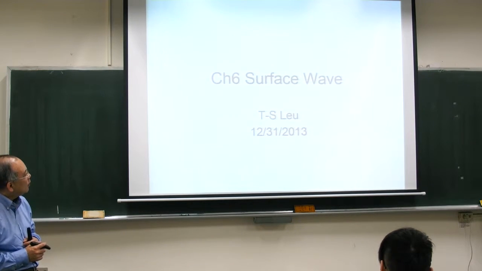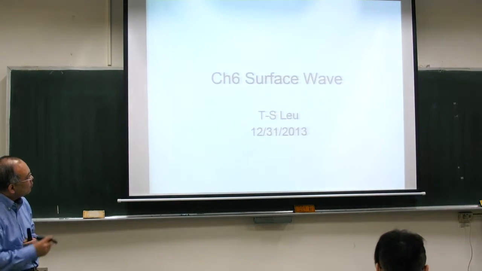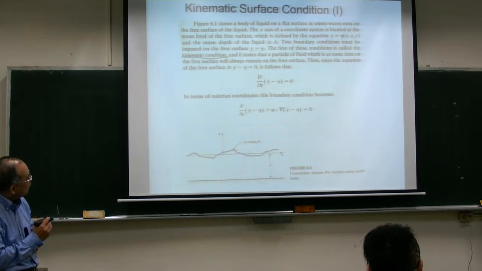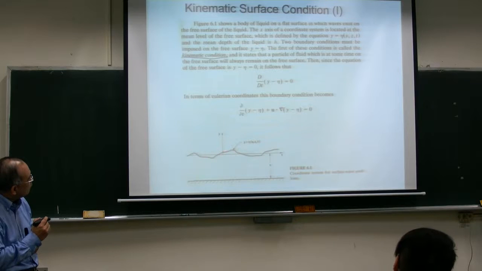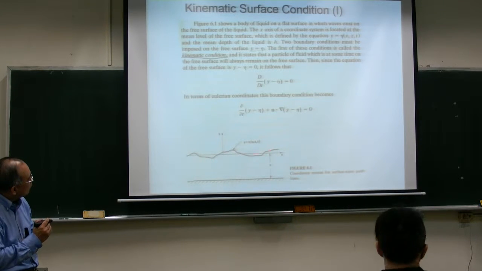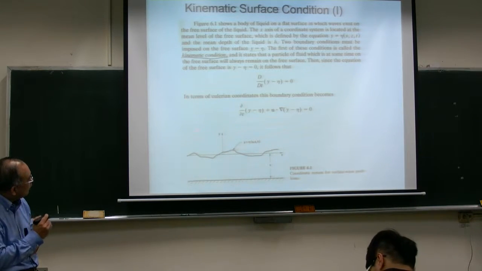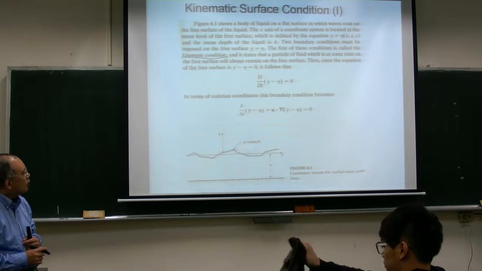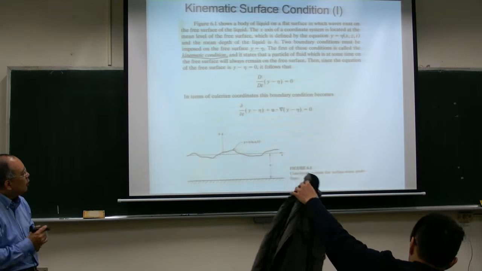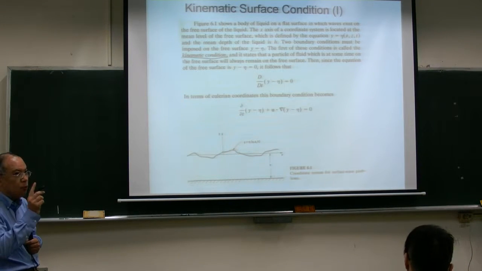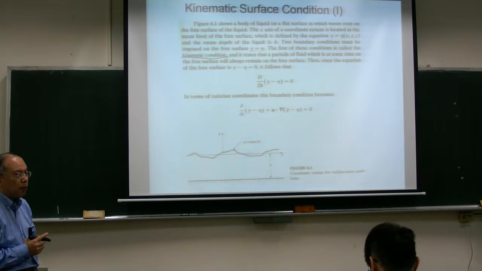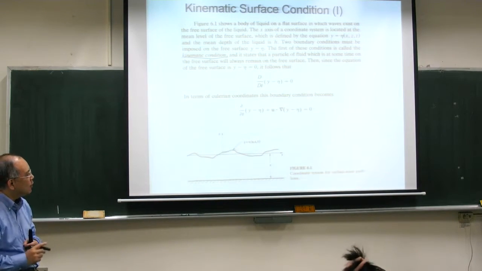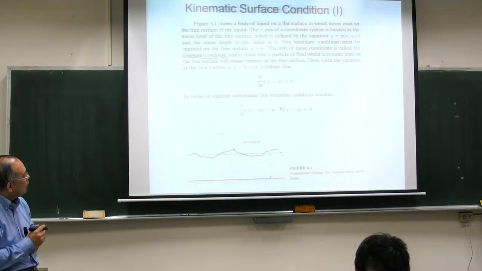Anyway, here is chapter 6, talking about the surface wave. This is the physical problem we have: a surface with a wave, and we would like to study what the flow field looks like for this kind of surface wave. As I mentioned before, we use potential flow to solve this problem. Remember, potential flow instead of viscous flow, so we don't consider the viscosity effect.